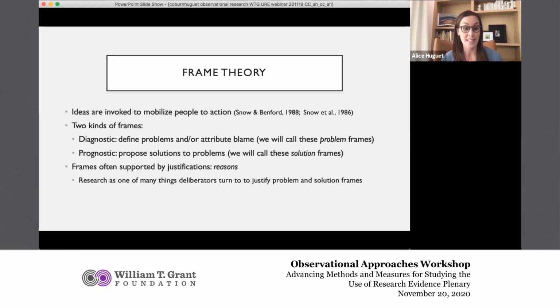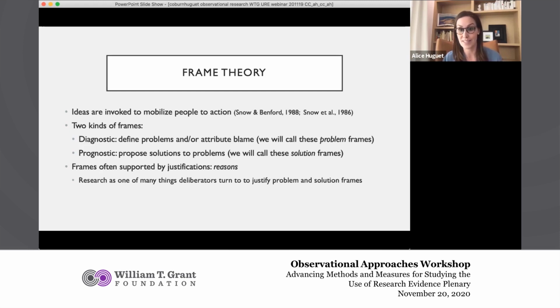And then there are prognostic frames. So as we're reading through the arc of these decision trajectories, we're also looking for where participants articulate solutions to their problems. So they put forth particular goals or suggest tactics for how to address different problems. Doing so might designate certain people as responsible for being agents of change or suggest a specific movement forward. So prognostic frames, what we call solution frames, are really asking the question of what is it that we should do?